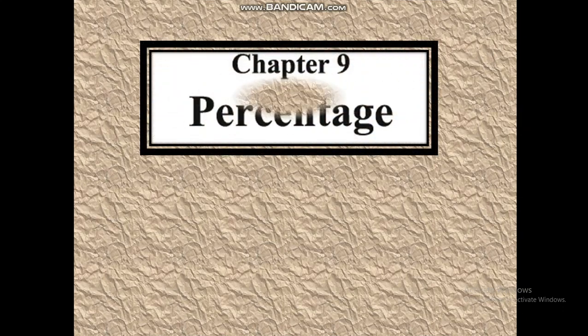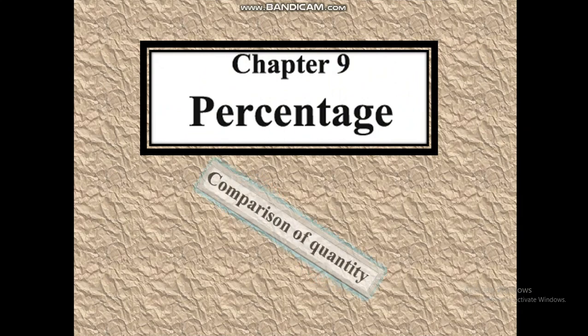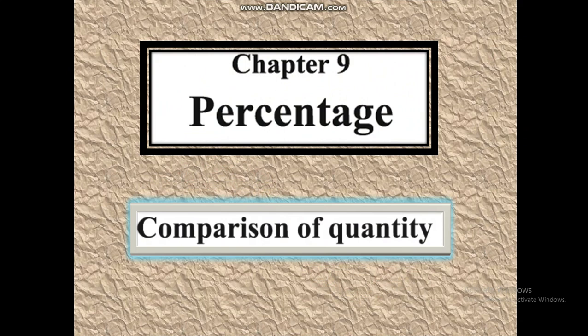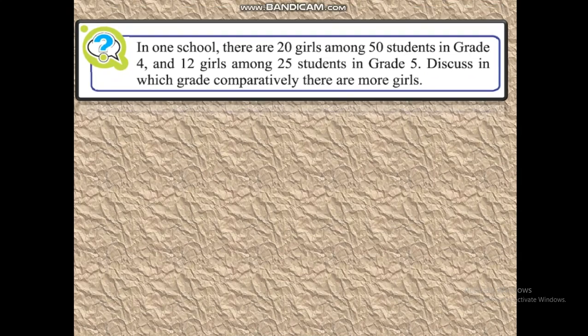Actually, we completed chapter 8. Now we started chapter 9, which is about percentage. Now we go to our main class. We learn from chapter 9. The topic will be comparison of quantity. When we complete this class, we will be able to compare the quantity of several things. Now we go to our next slides.